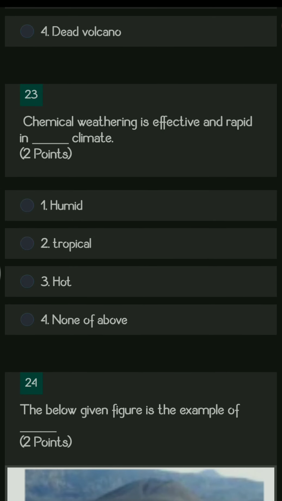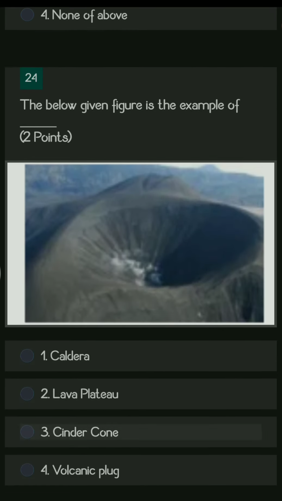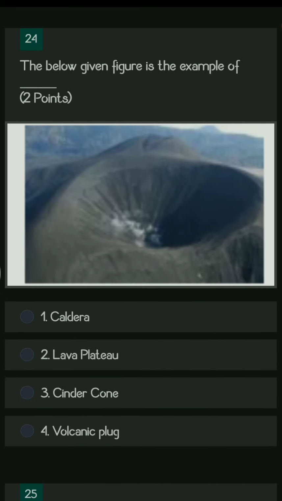Next question. Chemical weathering is effective and rapid in dash climate. Basically, if you take chemical weathering into consideration, it is very rapid in the case of humid climate. So the right answer is humid. Next question. The given below figure is an example of dash. So you have options like caldera, lava plateaus, cinder cone and volcanic plug. So here the right answer is lava plateau.